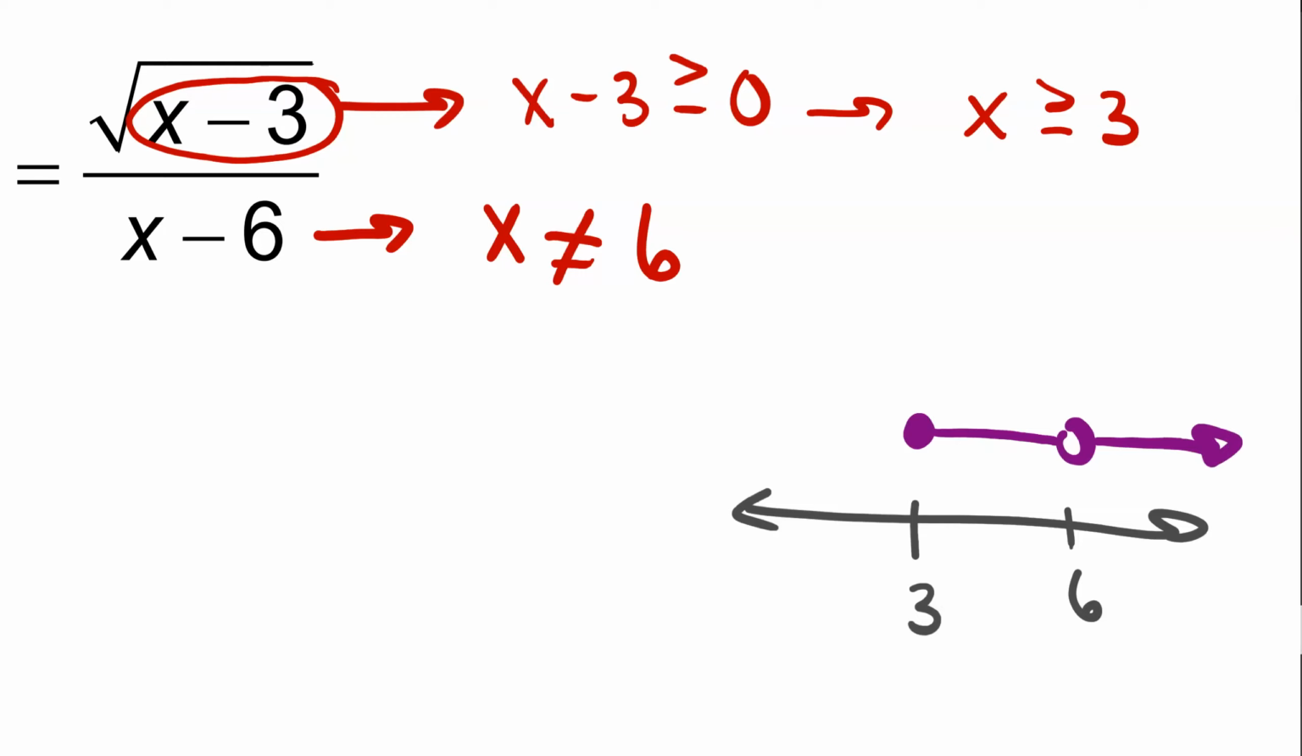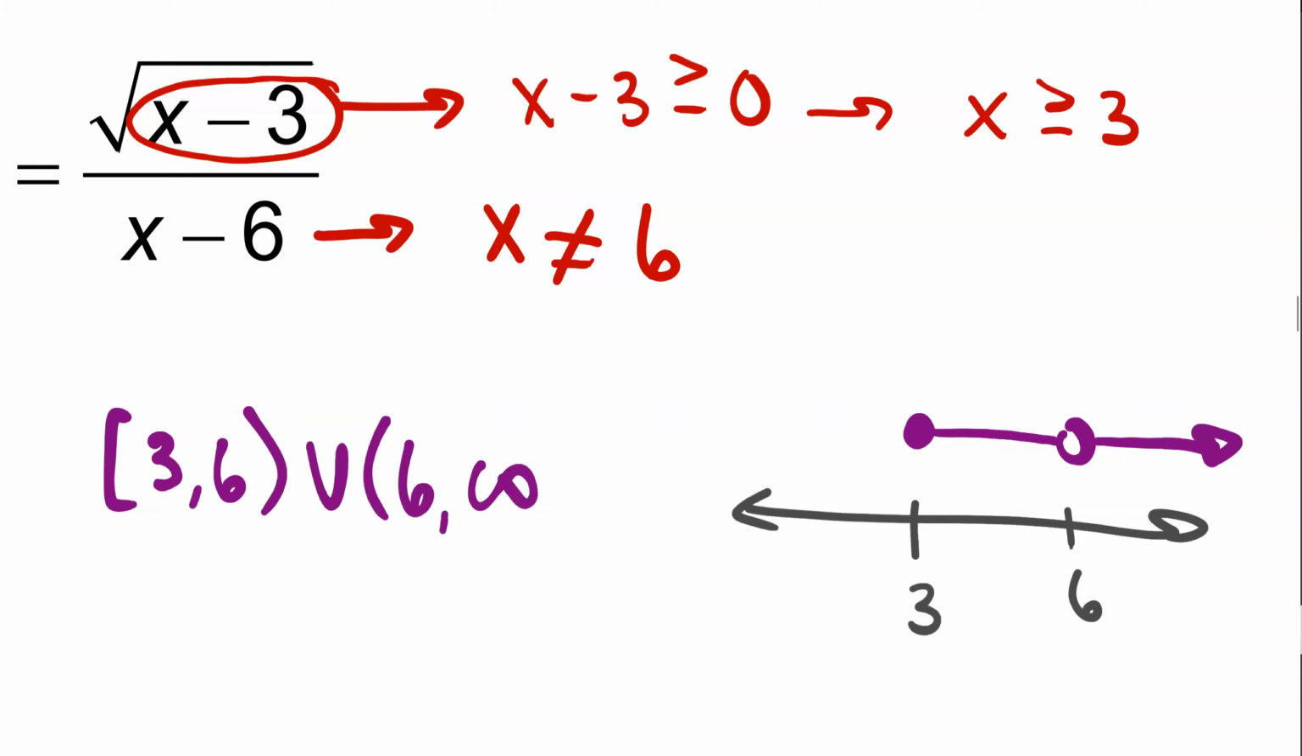So it's all the numbers greater than 3, except it also cannot equal 6. So to write that, I say [3, 6) union (6, infinity). Notice the square bracket by my 3 and the parentheses by my 6.